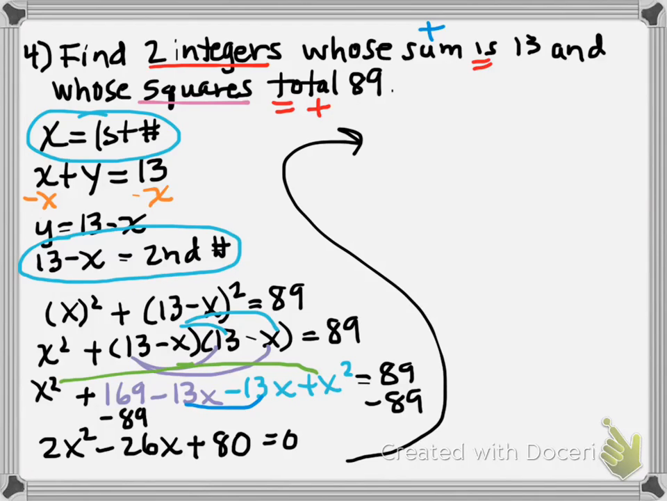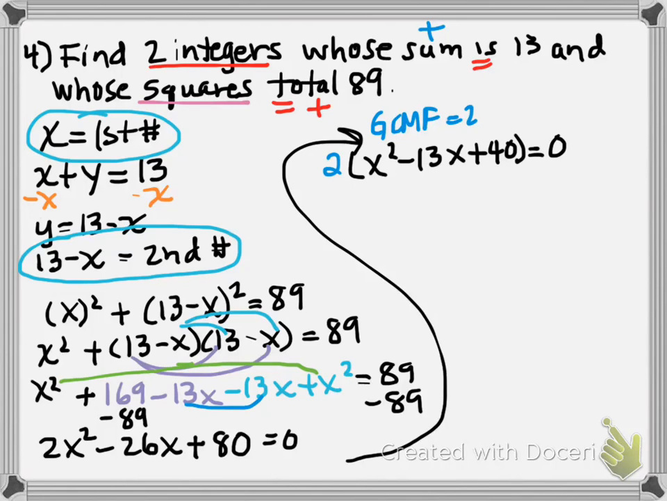And again, we end up having a GCF in this problem, of 2. So when we factor out the 2, we get x squared minus 13x plus 40 equals 0. So we're going to play the game with that trinomial, factors of 40 that add to give me negative 13. That's going to be negative 8 and negative 5.